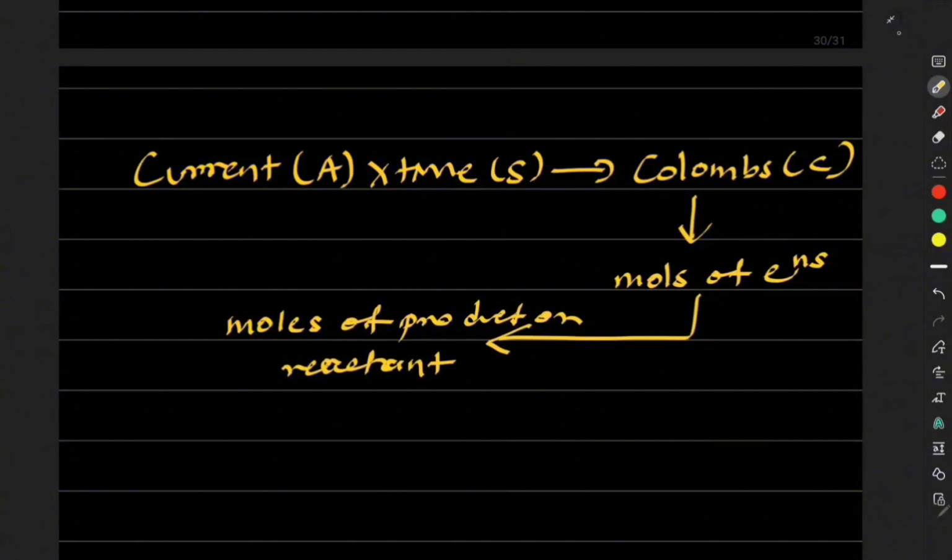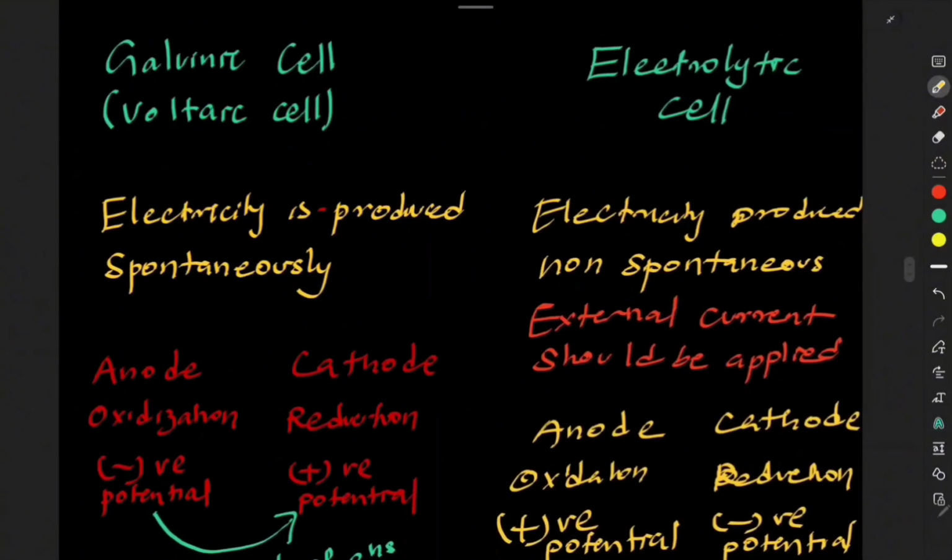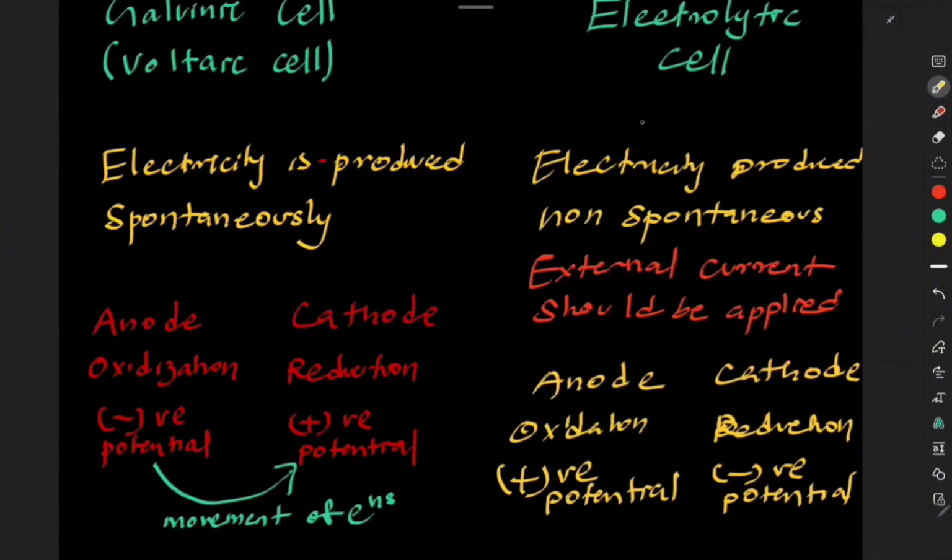The last part is comparison. We already compared the galvanic cell and electrolytic cell. Let's look at it again. Here it is, galvanic cell and electrolytic cell. In a galvanic cell, electricity is produced spontaneously, but in an electrolytic cell, the reaction is non-spontaneous. Therefore, an external current should be supplied for the electrolytic cell.